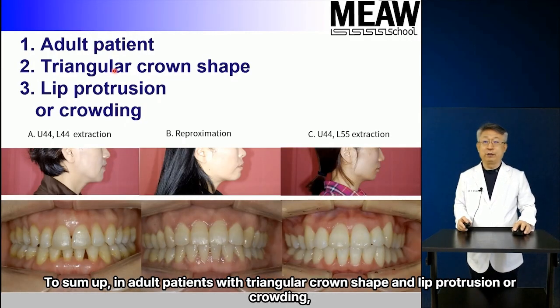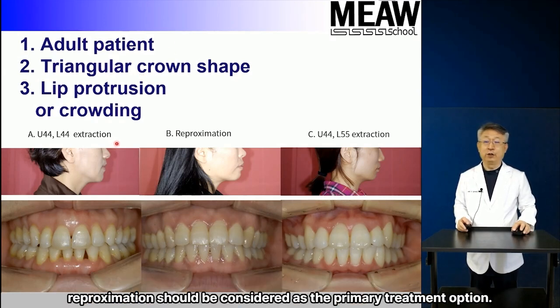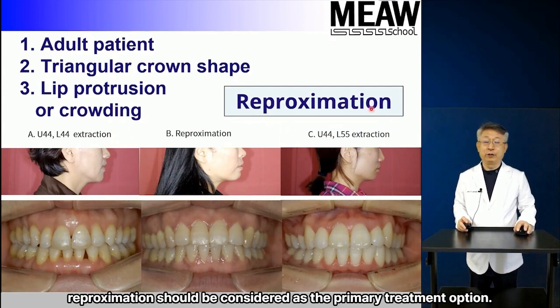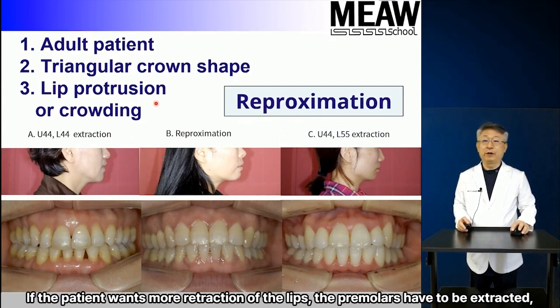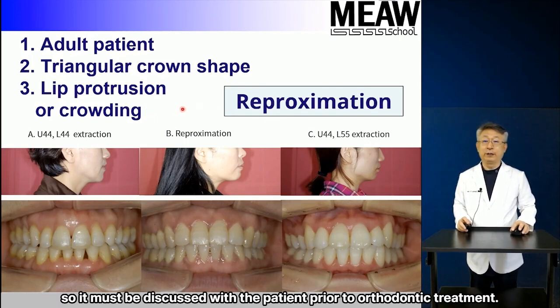To sum up, in adult patients with triangular crown shape and lip protrusion or crowding, reproximation should be considered as the primary treatment option. If the patient wants more retraction of the lips, the premolars have to be extracted. So it must be discussed with the patient prior to orthodontic treatment.